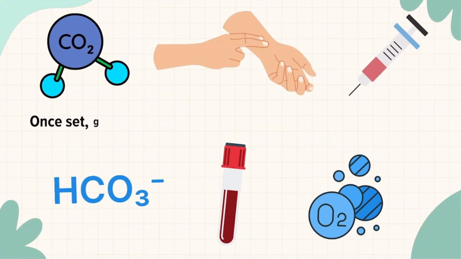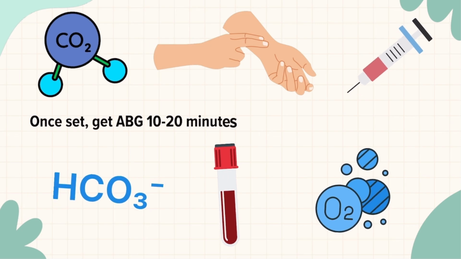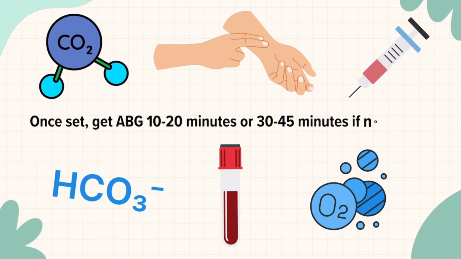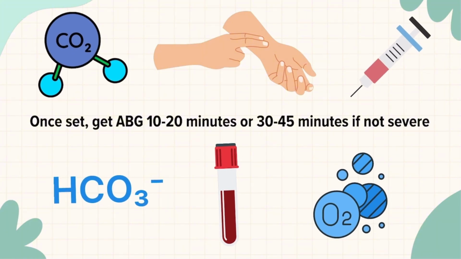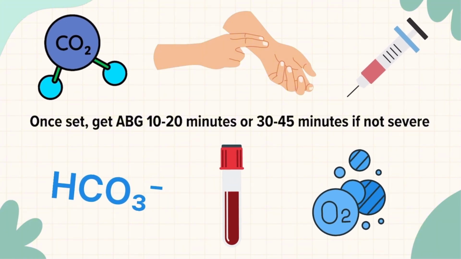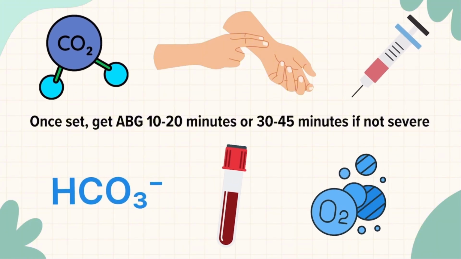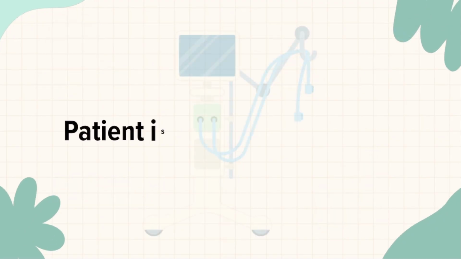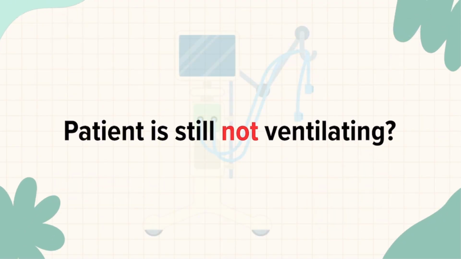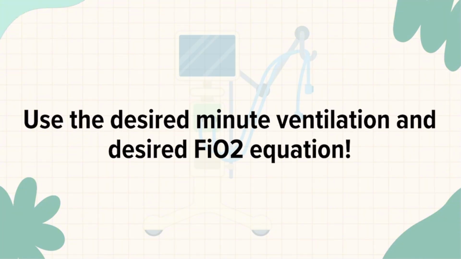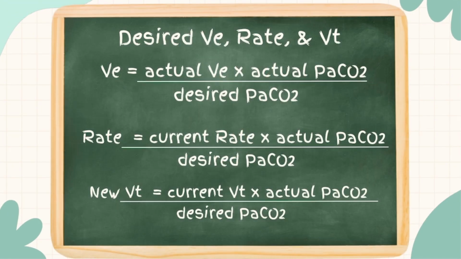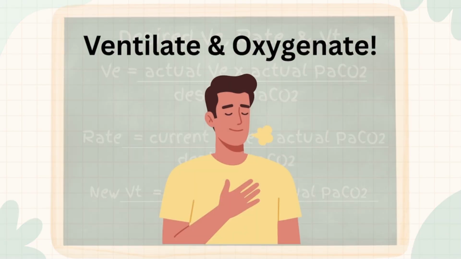Once set on the vent, make sure to get an ABG 10 to 20 minutes or 30 to 45 minutes if not severe. Always remember to check the chart to see if there's a verified order by the physician. And if a patient is still not ventilating, then you can use the information that you got from the previous ABG to plug into the desired formulas. You can then make appropriate changes to help your patient better ventilate and to better oxygenate.